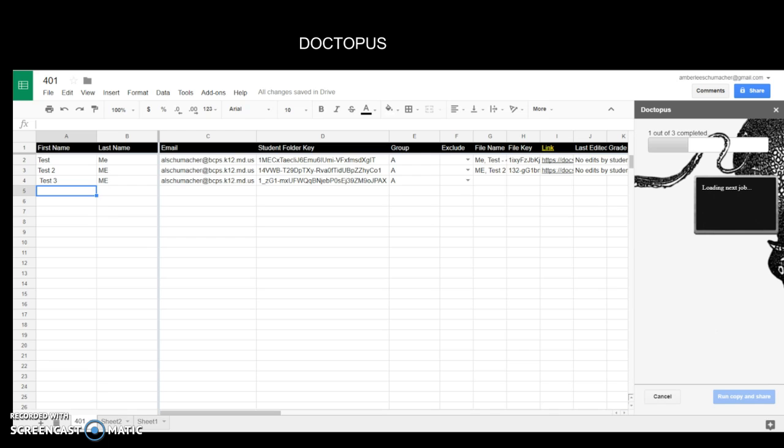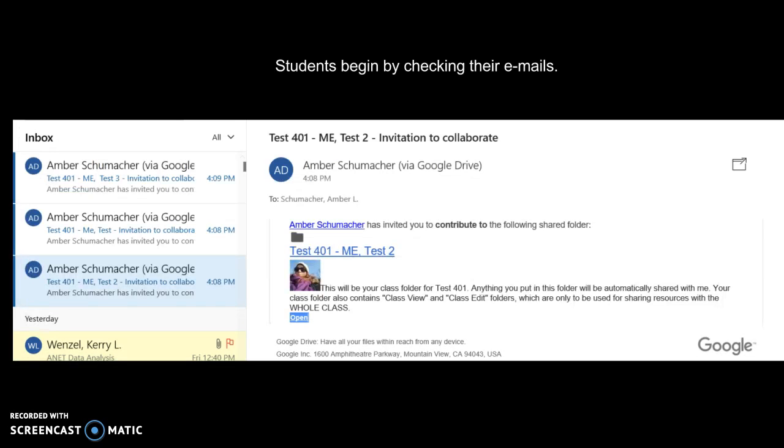So as I said, this is the Doctopus program, which is under the add-ons of Google Sheets. I started out creating the form and then linking it to the students, and Doctopus is the part of the program that would send it out to their emails. So this is my end, this is not the students' end.